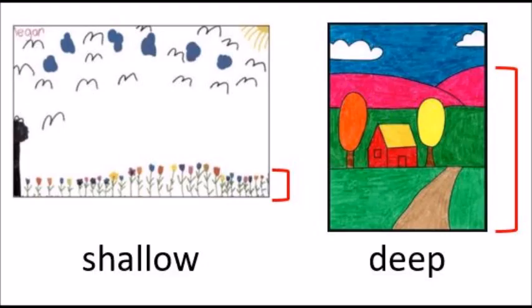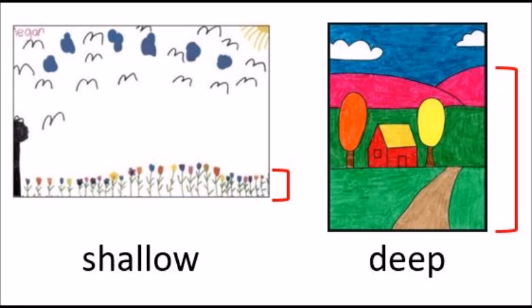Today we're going to look at 3 things that help to create depth in a landscape. As a review, last week we considered shallow landscapes and deep landscapes. The picture on the left is a shallow landscape because there's just a little bit of land.